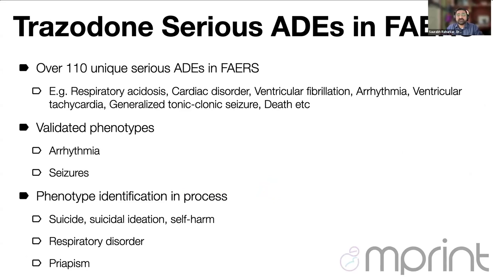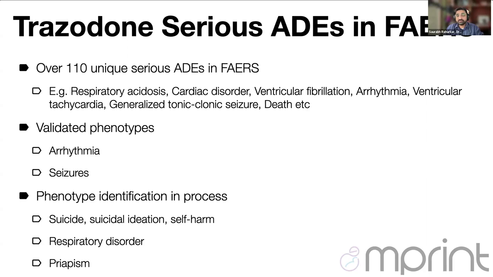So we identified over 110 unique serious ADs in FAIRS, and this includes everything from cardiac-related ADs to respiratory acidosis and so on. And we are going again with the validated phenotypes for arrhythmia and seizures, also because these are definitely those with high PRRs in the FAIRS dataset. And we are currently in the process of identifying phenotypes for additional ADs, which are highly relevant.